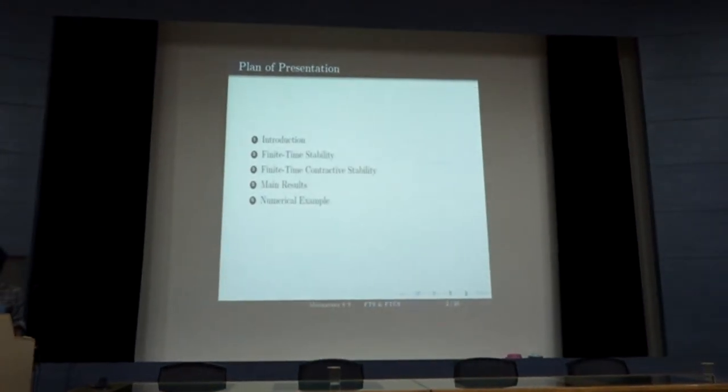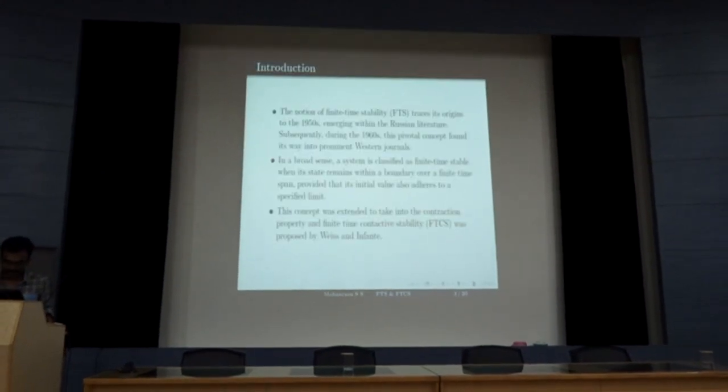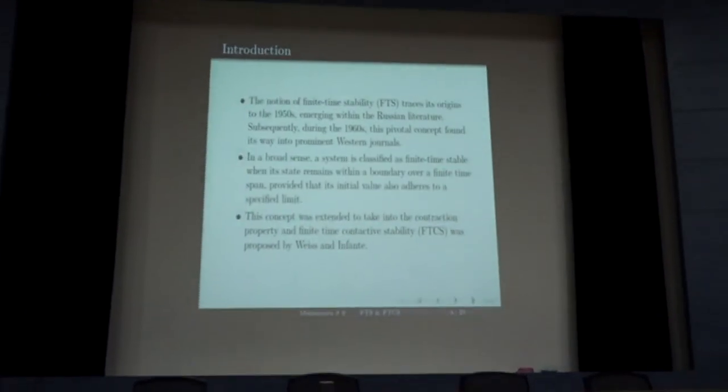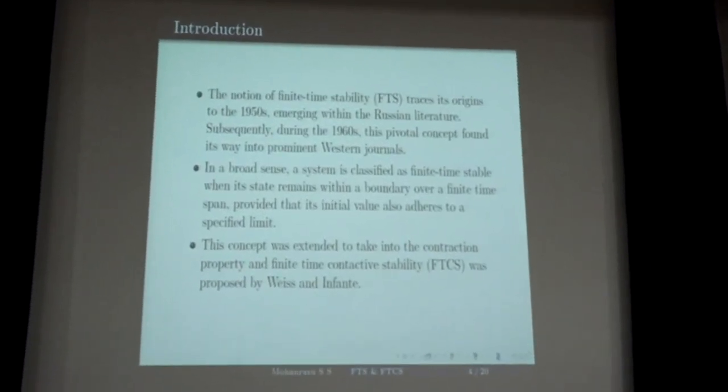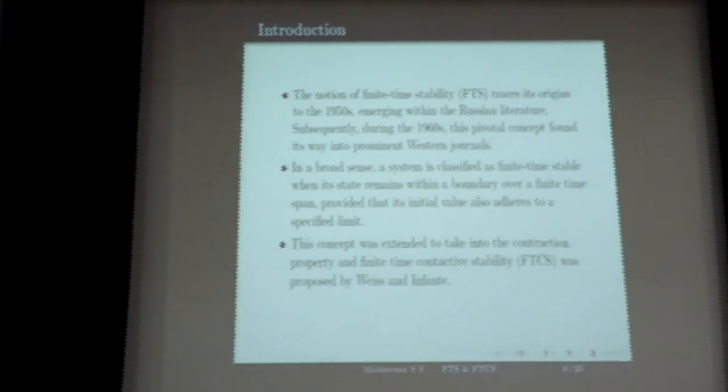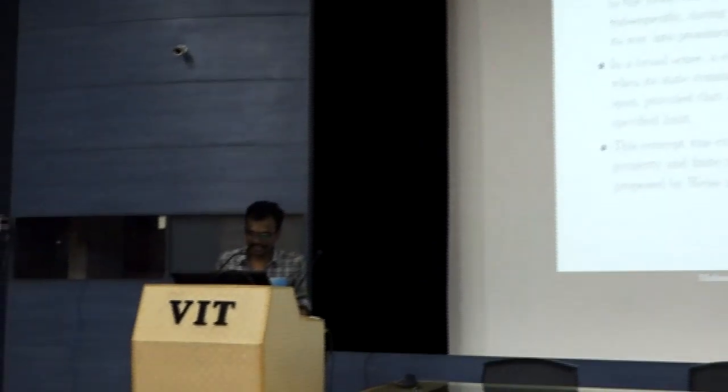This is the plan of my presentation. First we will see some introduction related to finite time and fractional things. The notion of finite time stability was introduced in the 1950s in Russian literature. It emerged after the translation of Russian literature to English in the 1960s. After that, many results were derived related to finite time stability, and this concept was further developed as finite time contractive stability, where they incorporated the property of contractive stability.